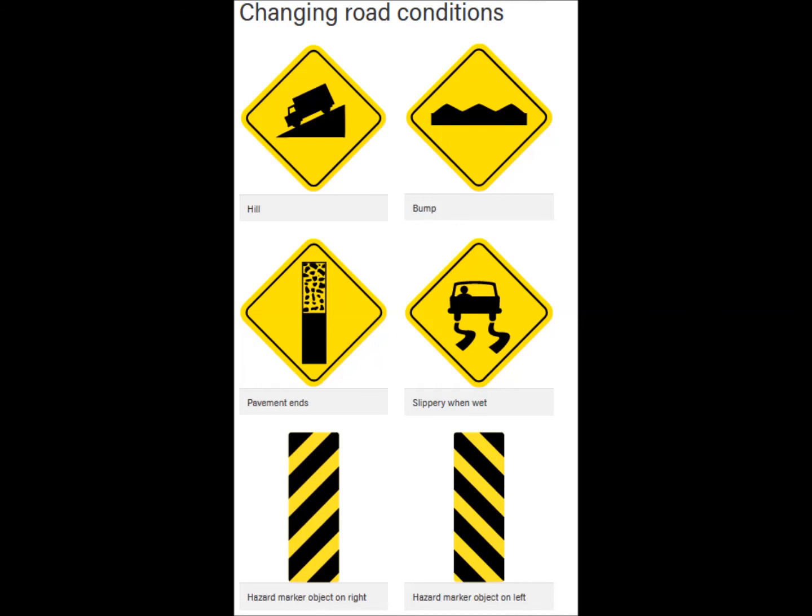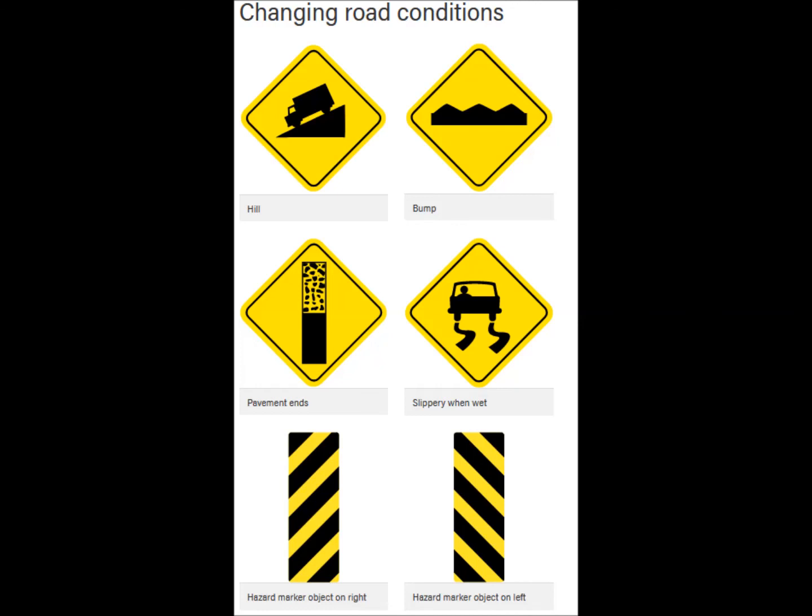Image description. A yellow diamond with a black outline. In the center is a vertical black rectangle. The bottom half of the rectangle is black. The top half dissolves into pieces. Pavement ends. Image description. A yellow diamond with a black border. In the center is a vehicle. Where the tires are two squiggly lines, symbolizing the tire tracks. Slippery when wet.